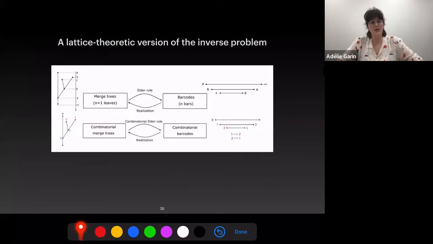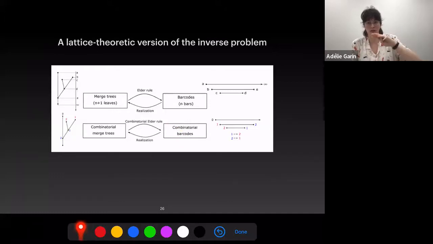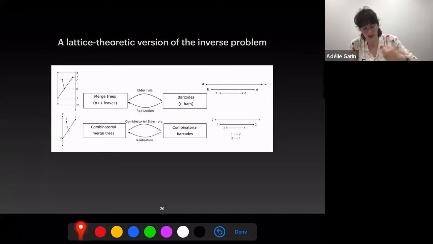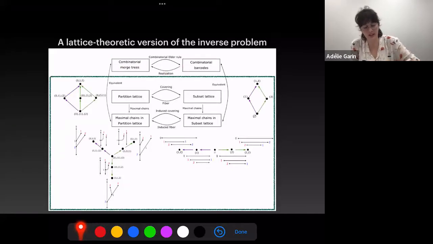So the last thing I wanted to talk about is a lattice theoretic version of this inverse problem. This is basically the same thing that I showed you at the beginning with this combinatorial characterization of the inverse problem. When you have merge trees and barcodes, you can basically just consider combinatorial merge trees and combinatorial barcodes to understand completely this inverse problem. Now we're just going to focus on the bottom part of this diagram, which is here. And I will explain to you how we get a correspondence between combinatorial merge trees and maximal chains in the partition lattice, and combinatorial barcodes and maximal chains in the subset lattice.